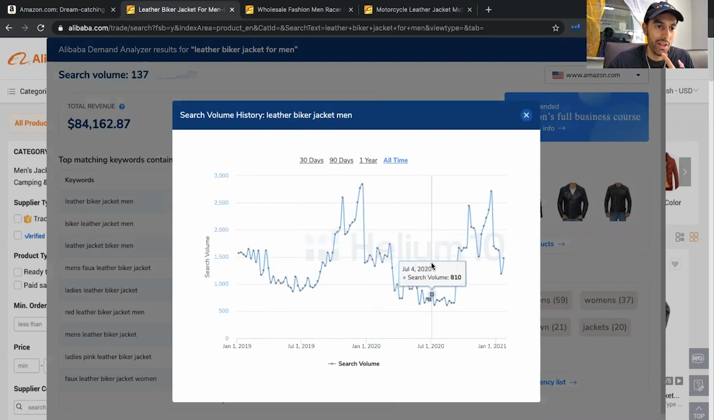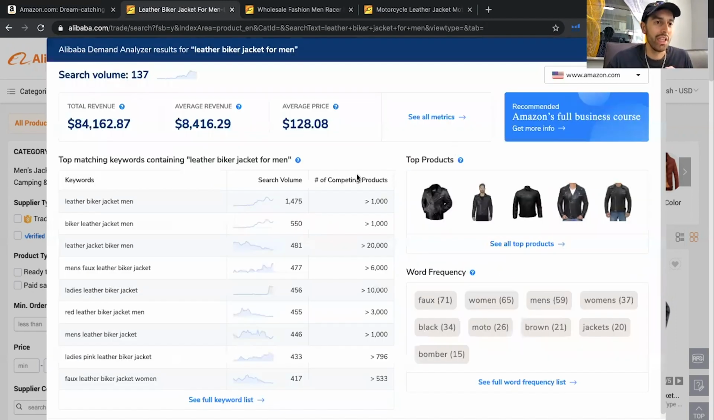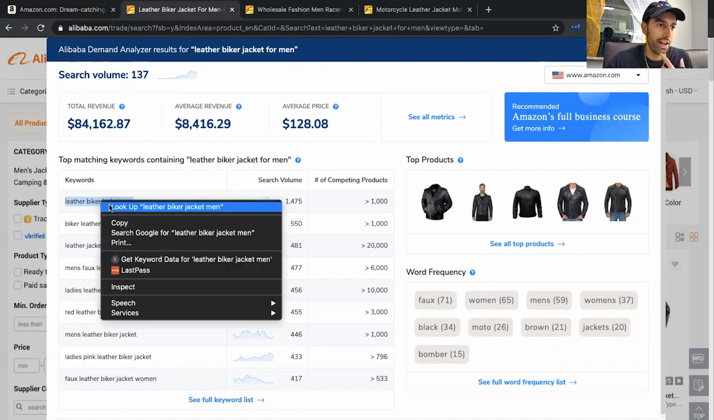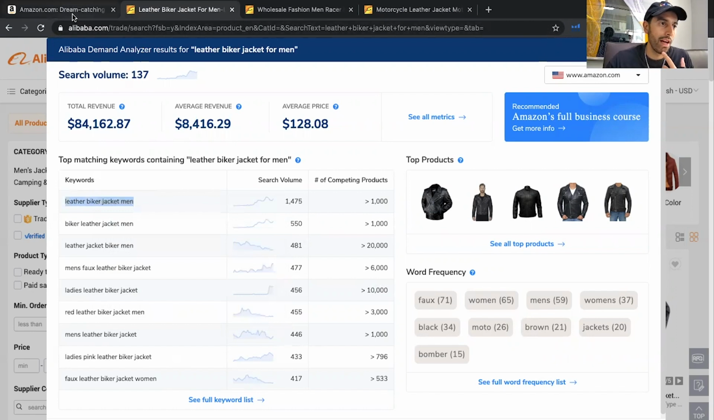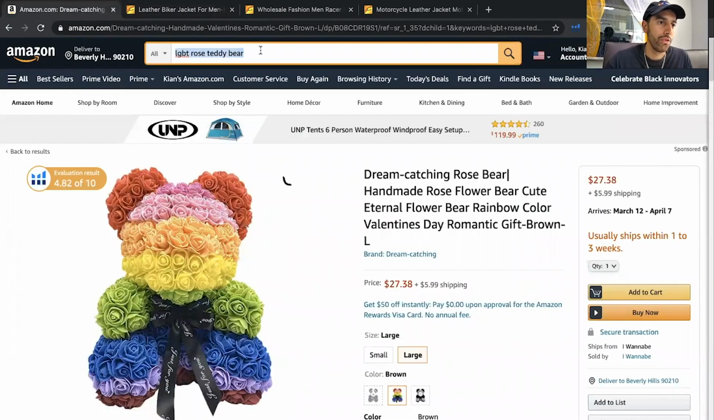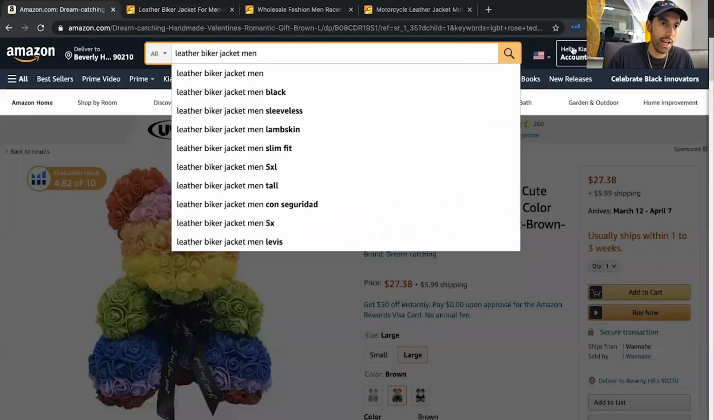No one really wants to wear a leather jacket in the summer, so depending on where you live. So this is just a sort of cool data that we can get for here. So if we change our search to leather biker jacket men, let's quickly now go back to Amazon and use the tool from the Amazon site.